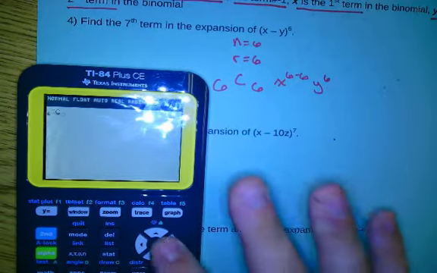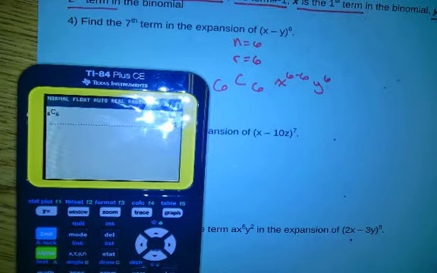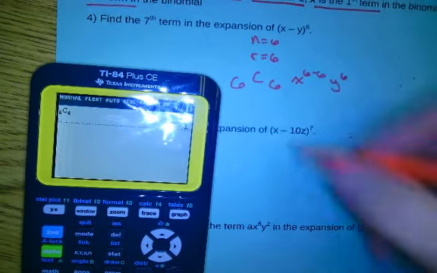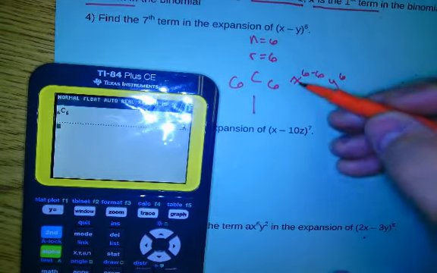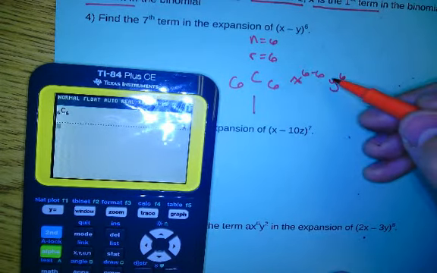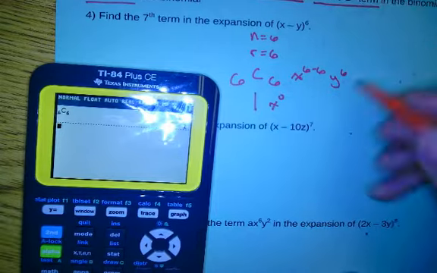These calculators really dumb it down for you, don't they? So that number is going to be a 1, which we should have known anyway because it was the last term. What's x to the 6 minus 6? 0. So x to the 0 is 1. I'll just write it like that, just for giggles.